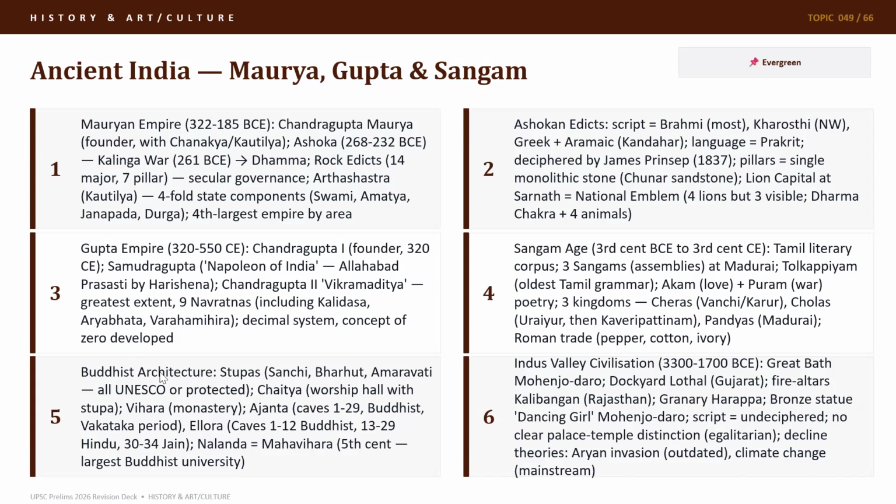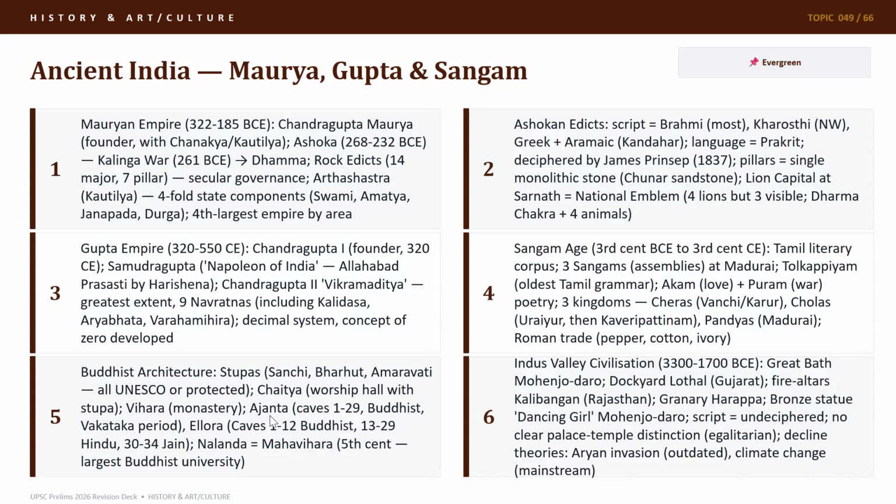Then there is Buddhist architecture. So Buddhism and Jainism are the themes across prelims. You should know UPSC is asking deep questions about Buddhism. In terms of architecture, there are stupas, famous ones being in Sanchi, Bharhut, Amravati. All are UNESCO or protected sites. Then Chaitya, which is the worship hall with stupa, Vihara is monastery.